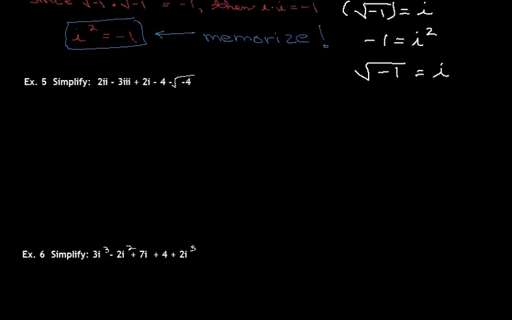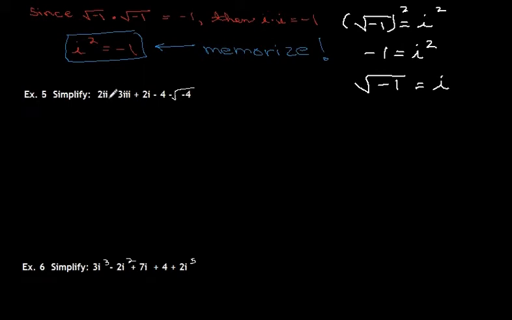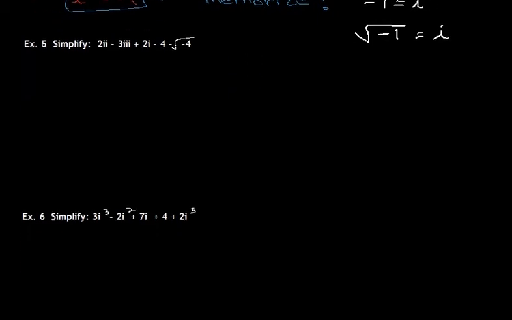Check this out. Simplify 2ii minus 3ii plus 2i minus 4 times the square root of negative 4. You have to simplify that. Let's see how many more we have to go. Oh, we're almost done.